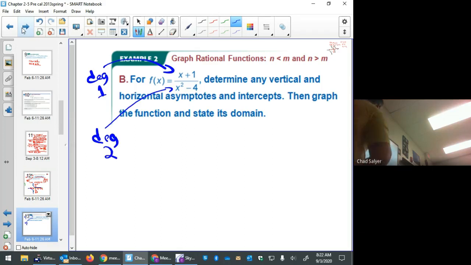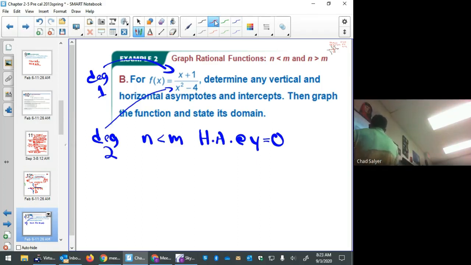Very good. Okay, so we have a scenario here where n is less than m, same as last time. So we have a horizontal asymptote at y equals 0. And now let's see if we have any shared zeros or anything weird going on.